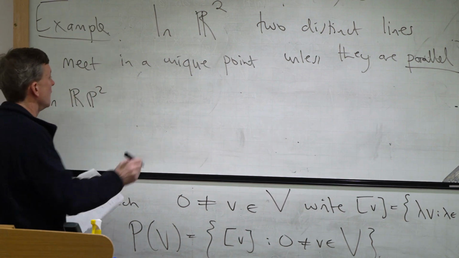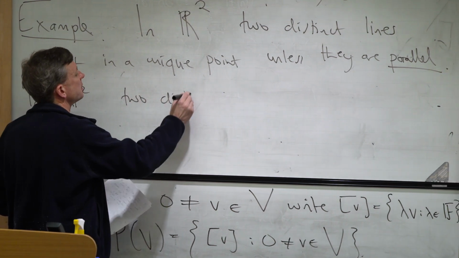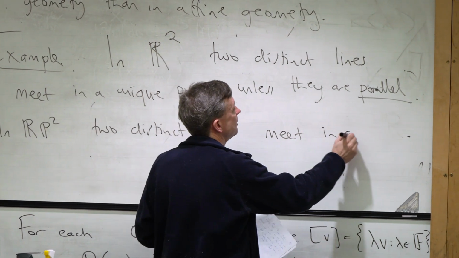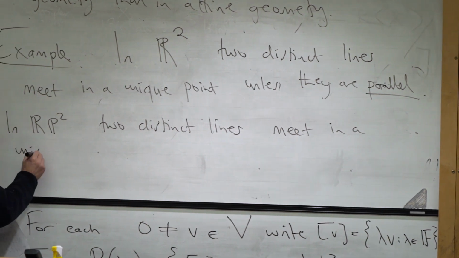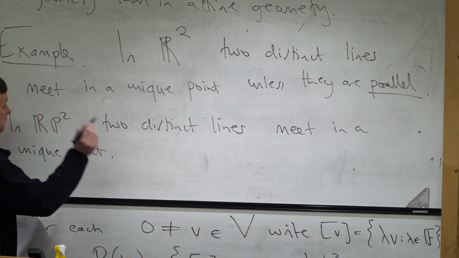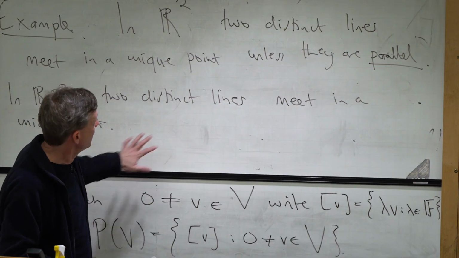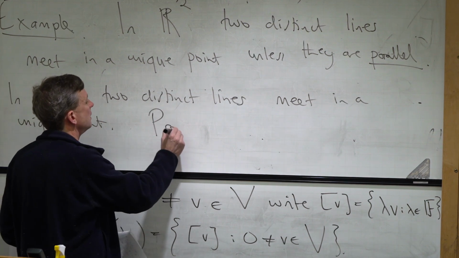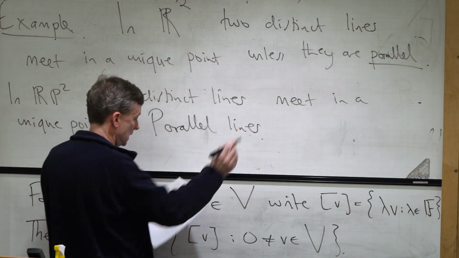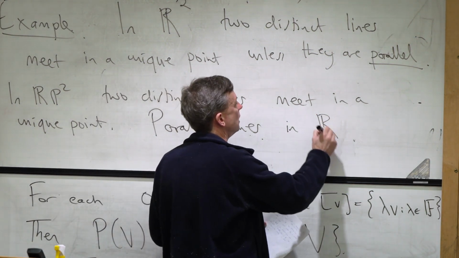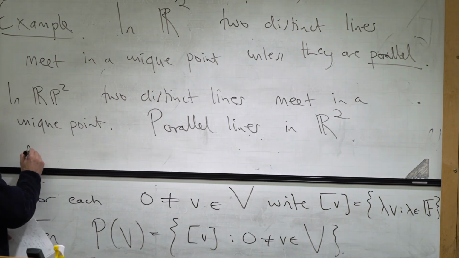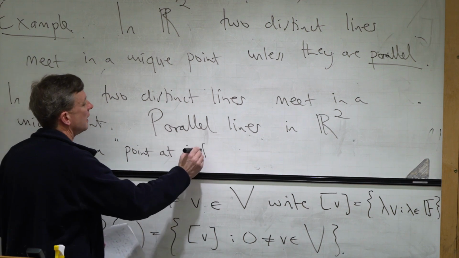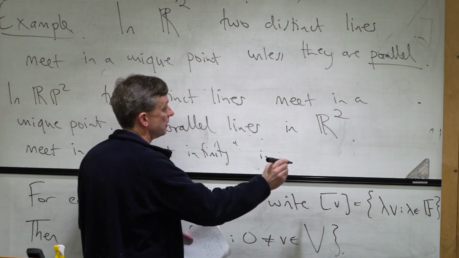In contrast, in RP^2, two distinct lines meet in a unique point. Just full stop. There's no exception for the parallel case. And so parallel lines in R^2 meet in a point at infinity in RP^2.